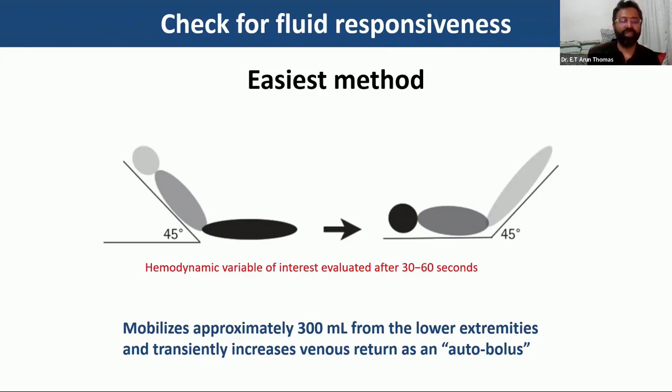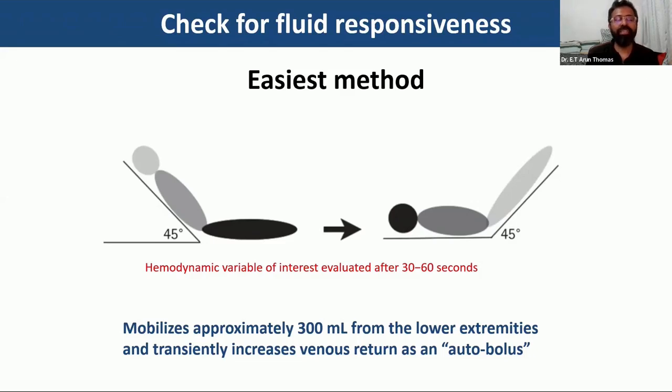Say the variation is more than 14%. Then you make the patient supine and do a passive leg raising. You will raise the leg to 45 degrees, as you can see in the figure. Raising the leg shifts blood from the venous system, which is made of capacitance vessels holding nearly 200 to 300 ml or even more blood. So raising the leg acts as an auto bolus of blood into the circulation. A 300 ml increase in the circulatory volume happens, and it results in improvement of the BP.